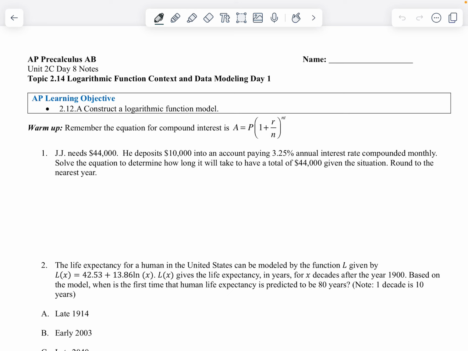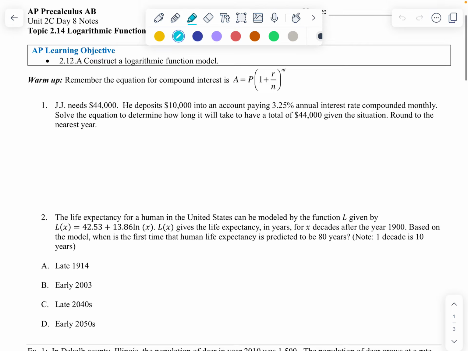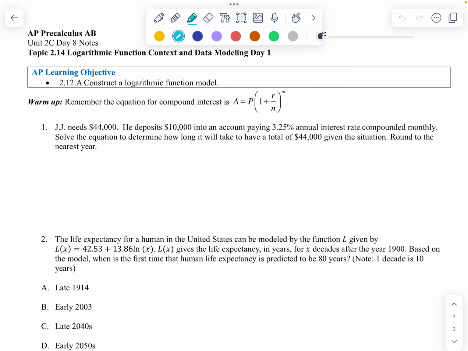All right, so if we look at the situation, it says JJ needs $44,000. He deposits $10,000 into an account paying 3.25% annual interest rate compounded monthly. Solve the equation to determine how long it will take to have a total of $44,000 given the situation. So if we write our A, P, R, N, and T off to the side, we know that our ending amount needs to be $44,000.